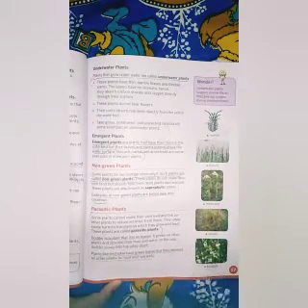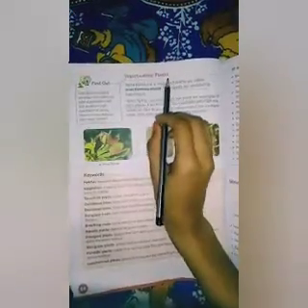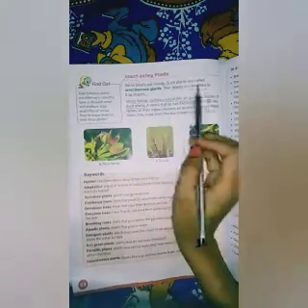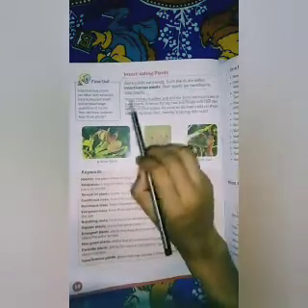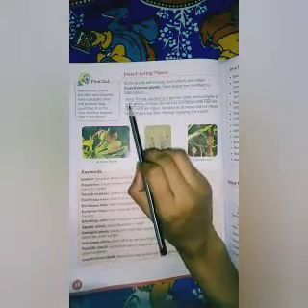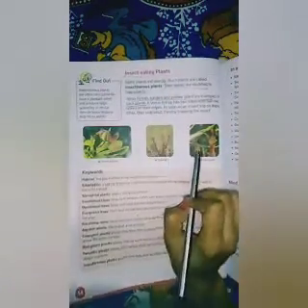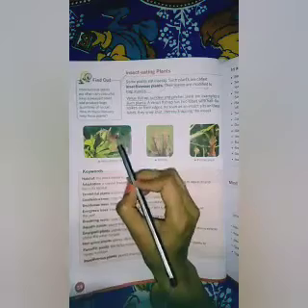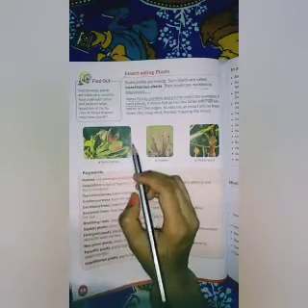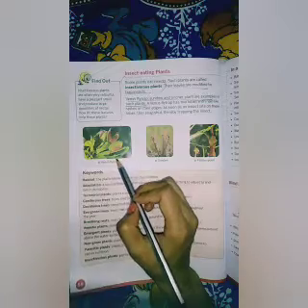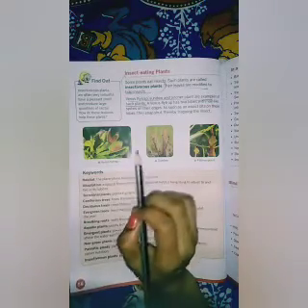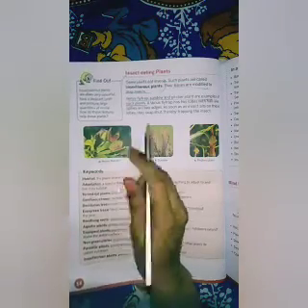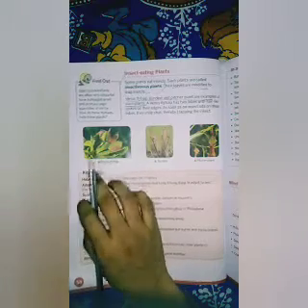The last one is insect-eating plants. Some plants eat insects. Such plants are called insectivorous plants or insect-eating plants. Their leaves are modified to trap insects. Venus flytrap, sundew, and pitcher plant are the examples of such plants. A Venus flytrap has two lobes. See, these are the two lobes of the Venus flytrap, with hair-like spikes on their edges. As soon as an insect sits on these lobes, they snap shut and trap the insect.